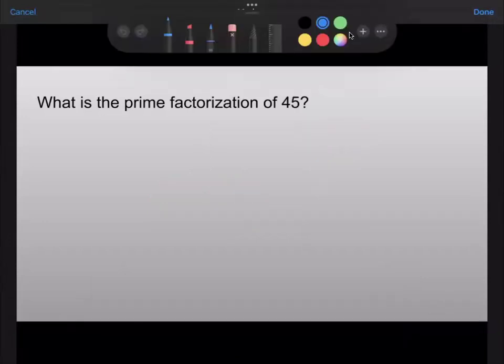Our next practice problem is going to be the prime factorization of 45. Okay, so let's write 45 up here. And the first two numbers I think of that multiply to make 45, besides 1 and 45, are 5 and 9. So I'm going to go ahead and write those here, 5 and 9. Well, 5 is a prime number because the only way to multiply and get 5 is to do 1 times 5. So I'm going to go ahead and circle that.